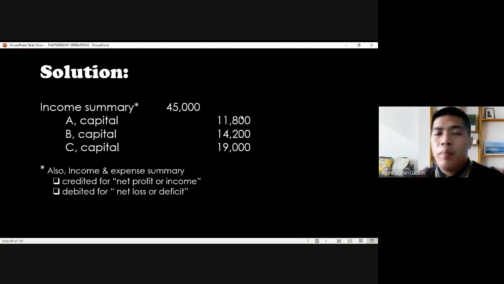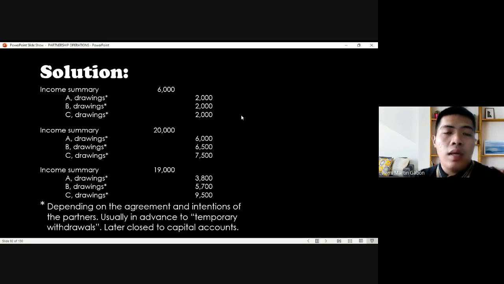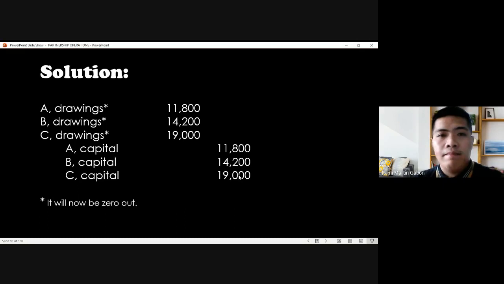Journal entry, pwedeng i-credit ulit sa capital agad or magkaroon ka ng specific distribution through a credit to drawing account. Okay? So, first entry, distribution ng salaries. Second entry, distribution of the interest. And the last entry, distribution of the excess. Then afterwards, yan, i-close sa capital account.